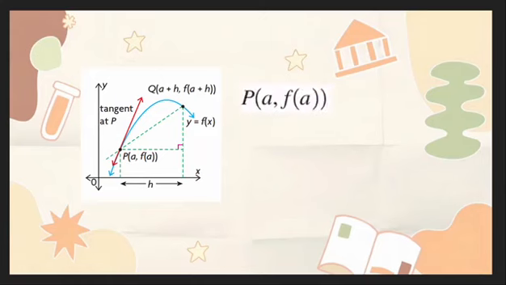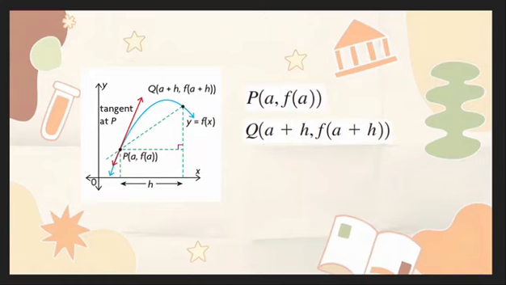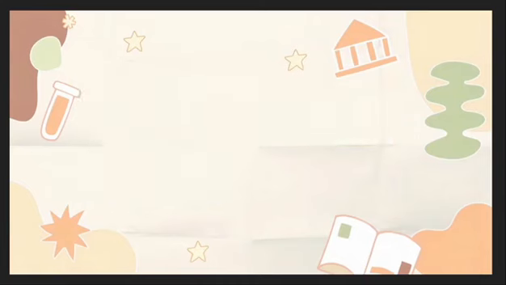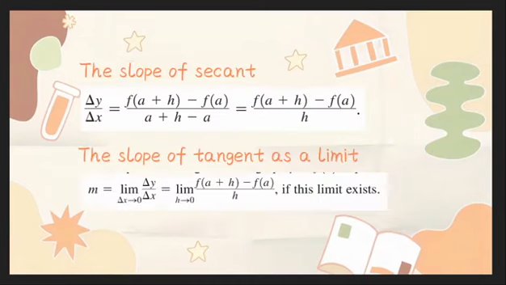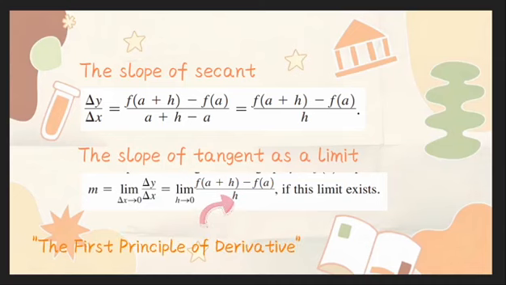Now we can derive a formula for the slope of the tangent to the graph of any function. Point P is a fixed point, while point Q represents any other point on the graph. So we conclude that the slope of the secant is, and the slope of the tangent as a limit is. This formula is also known as the first principle of derivative, which we will discuss later.